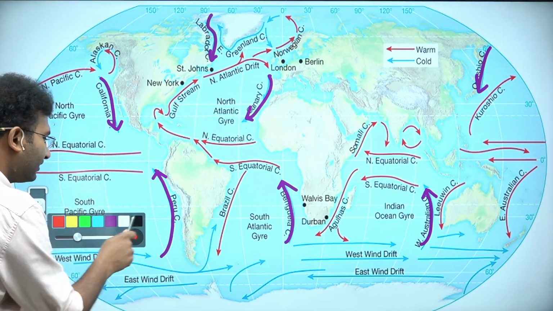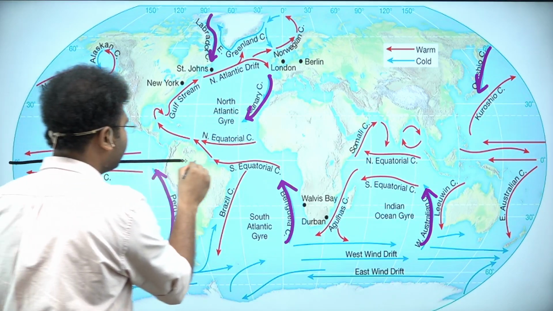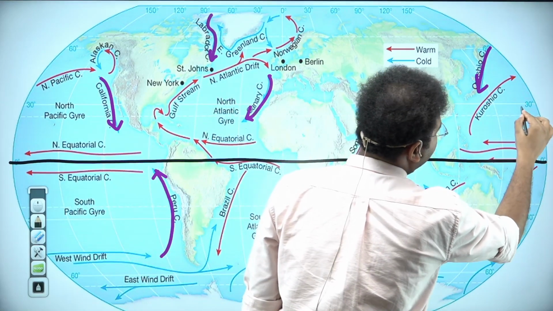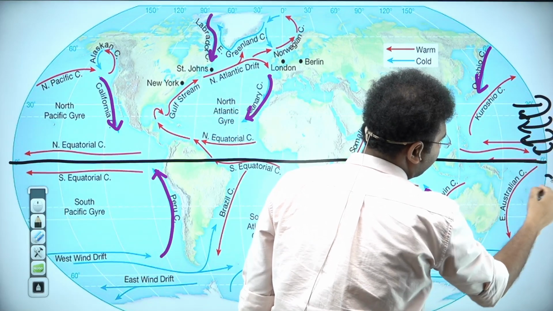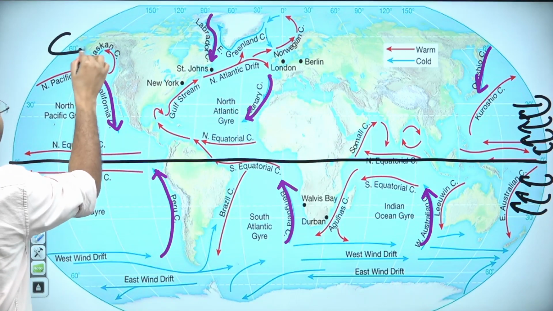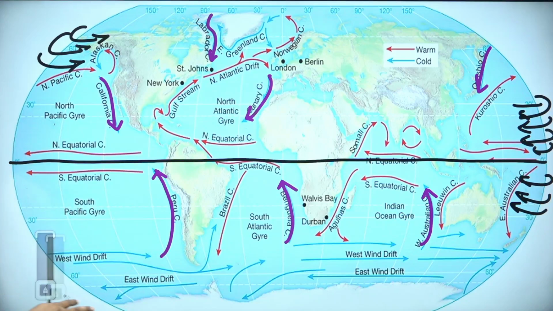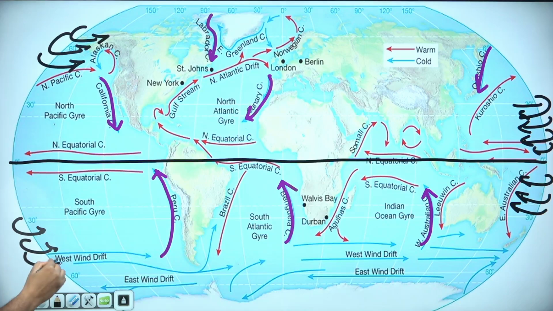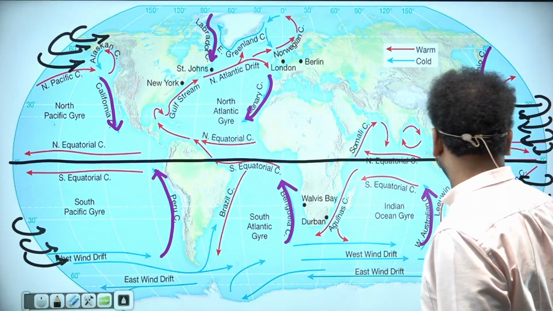Now, using the black color, I'll be showing you the direction of the winds. So please see, this is your equator. Right? This is your 30 degrees north. The winds in this particular direction are easterlies. Here also you have easterlies. Now they are westerlies. Right? Where do you find westerlies? You find westerlies in this belt. Right? So you see, you find easterlies still here.